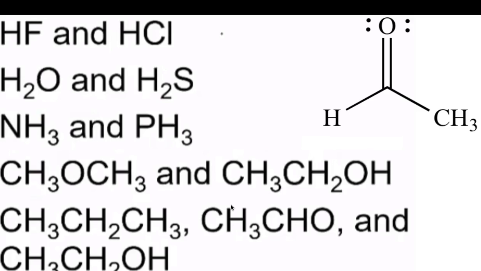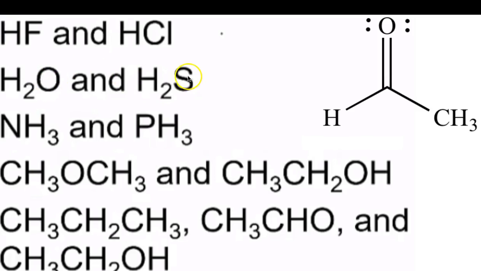Okay, so let's talk about some examples and figure out which one would have the higher melting point. So when we're comparing HF and HCl, what type of intermolecular forces of attraction do we have here? Well, they both have London dispersion because they both have electrons. They're both going to have dipole moments because they're both polar, so dipole-dipole. And this one is going to have a higher boiling and melting point because of hydrogen bonding here.